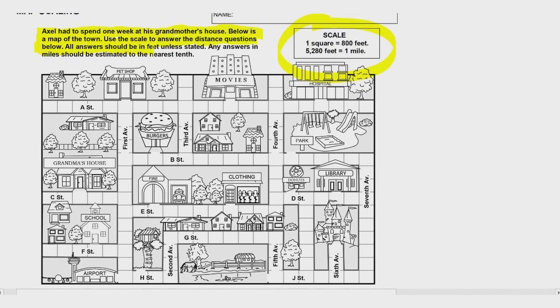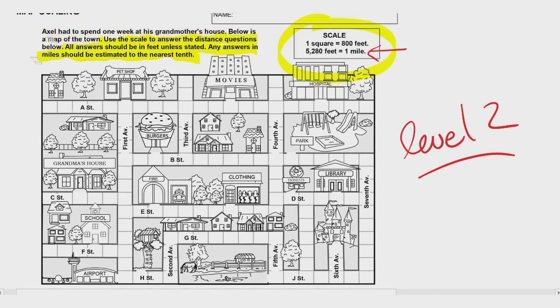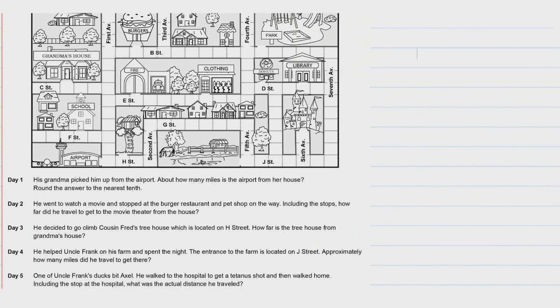All answers should be in feet unless stated. Any answers in miles should be estimated to the nearest tenth. And the nearest tenth is the first place after the decimal. So that's the nearest tenth. So we have to do a little bit of rounding. So this is actually a level 2 worksheet because we're going to have to convert some of the answers into miles and we're going to have to round. So it's a little more difficult. So let's take a look at the problems.